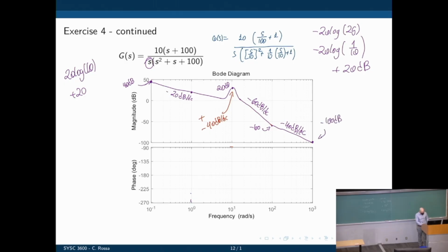For the phase, now let's go to the phase. The phase starts at negative 90 because of the pole at the origin. When you reach the cutoff frequency here, it adds negative 180. So that goes all the way down to negative 270. And then when you encounter the 0, it adds 90. So go up to negative 180. And then when you interpolate, you should see something like that.